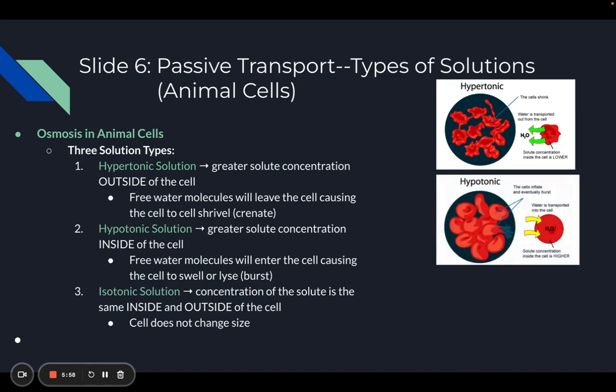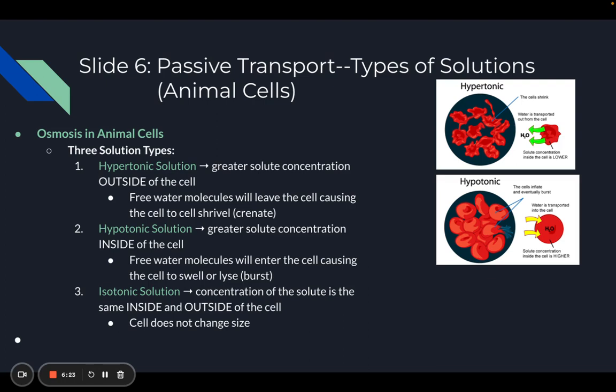A hypotonic solution will show a greater solute concentration inside of the cell. So what happens in this example is the water that is outside the cell will enter the cell in an effort to create osmotic balance. But as the water enters the cell membrane, it doesn't have anywhere to go. So the cell membrane will continue to swell, or in some cases, it will lyse or burst as too much water enters it.